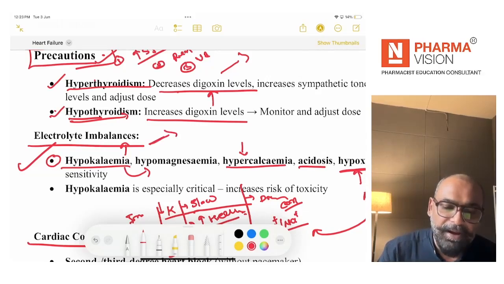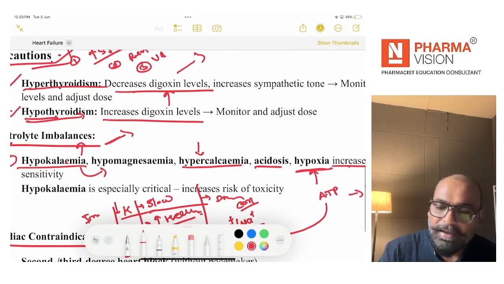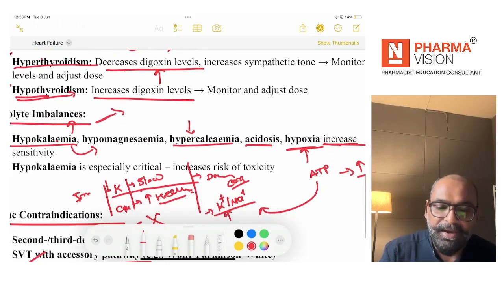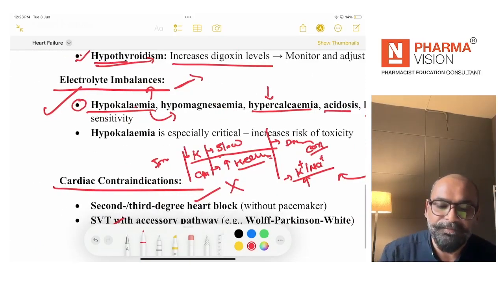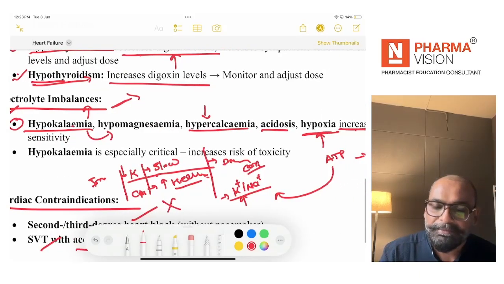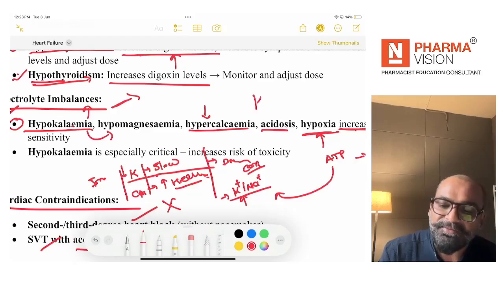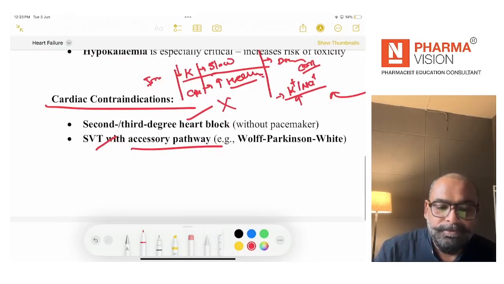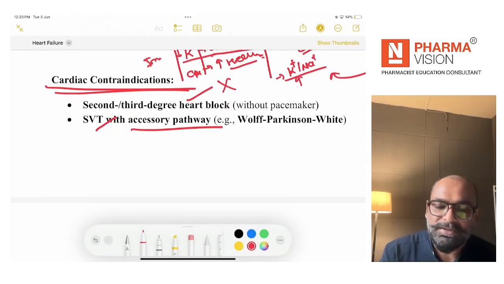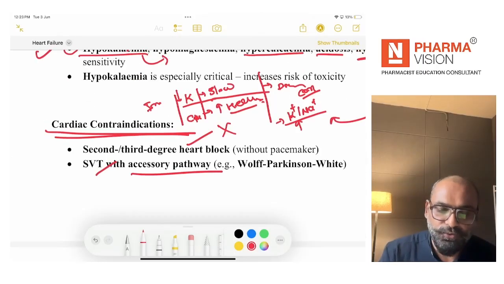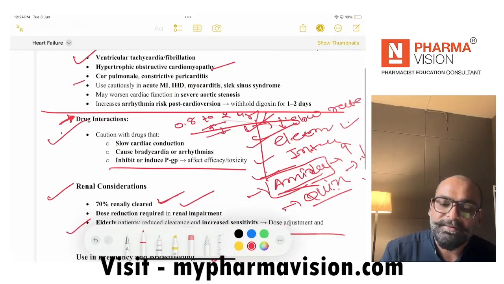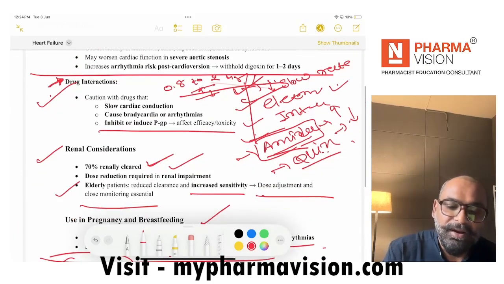Then electrolyte imbalance: hypokalemia increases the sensitivity, and hyperkalemia reduces the activity or the sensitivity. Okay, so the potassium level is very important, very important. Contraindications in various situations, we have already discussed this part. So electrolytes, drug interaction.